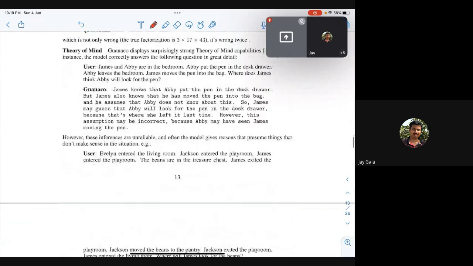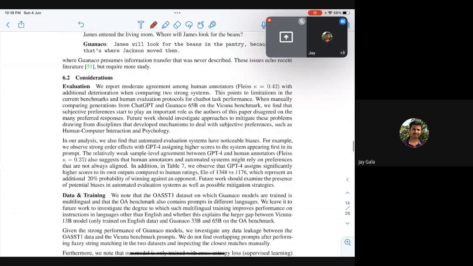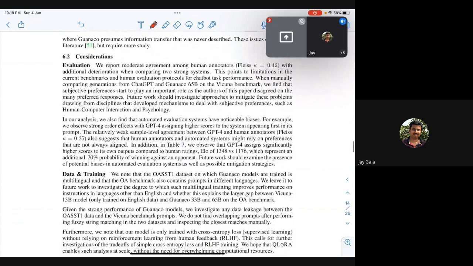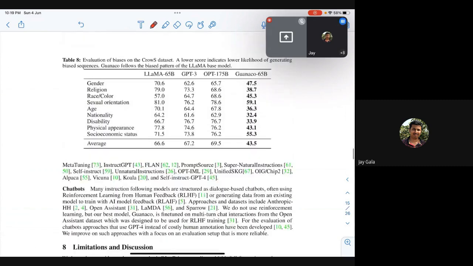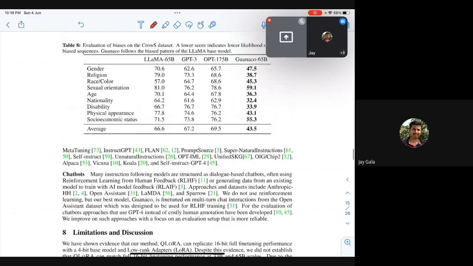I think GPT-4 is the best model, but after that, in terms of Elo ratings and benchmarks, Guanaco is the best, I would say. So that's all about this particular work. Any questions, maybe?